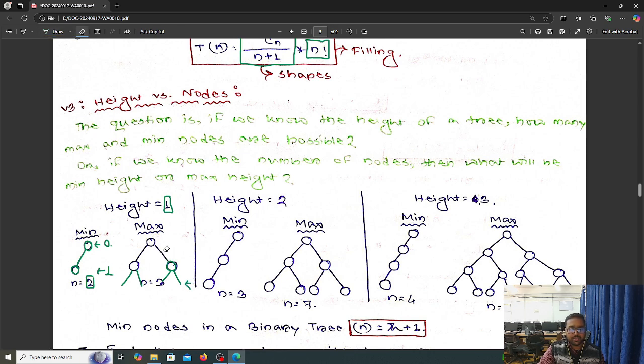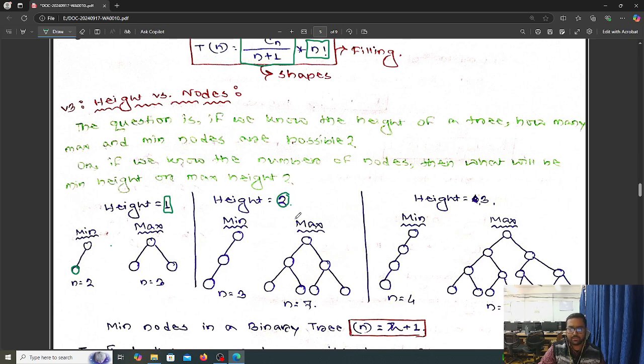That means if we only have height equal to 1, at that height only 3 maximum nodes can be taken. So if the height of a binary tree is 1, the minimum number of nodes possible is 2 and the maximum number of nodes possible is 3. Now what about 2?